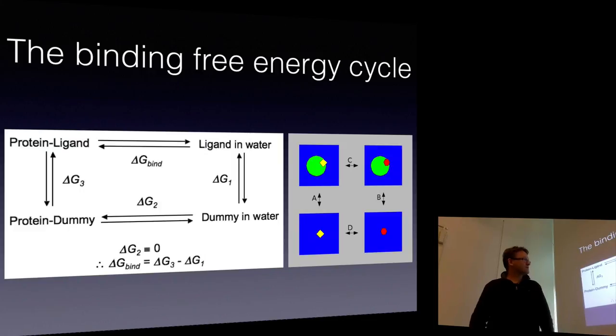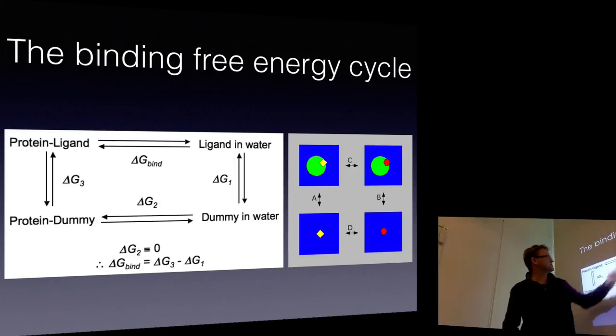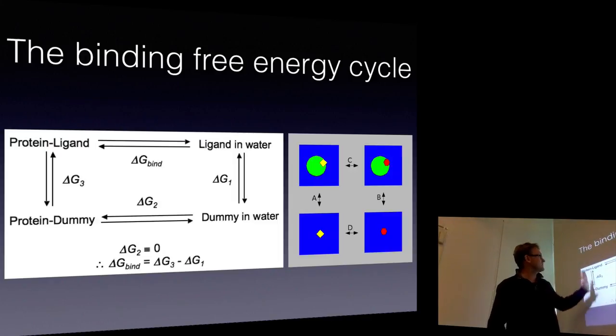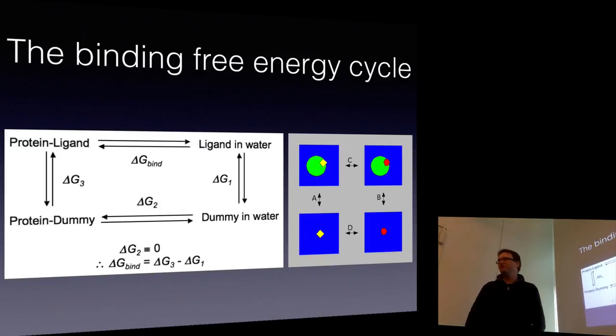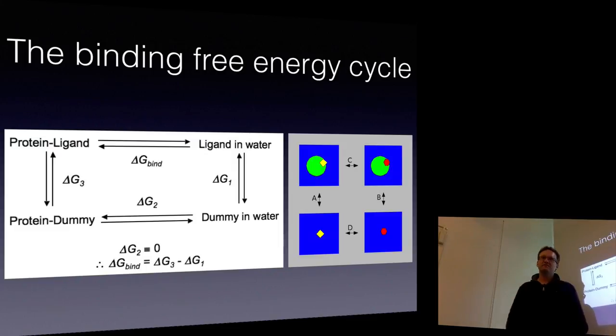This is called the free energy cycle. The whole point is that rather than doing the one expensive leg, we can do two cheap legs instead. But there are some way cooler things you can do. In most cases, you're not interested in the binding free energy, for a couple of reasons.